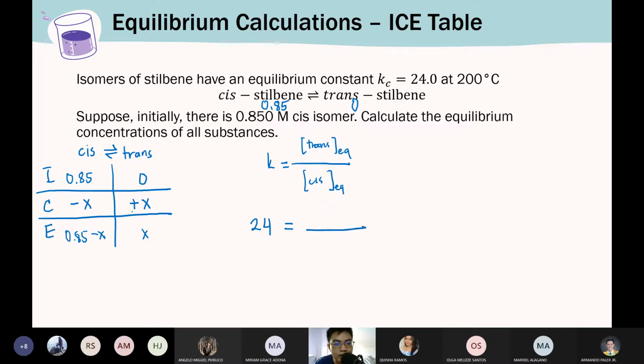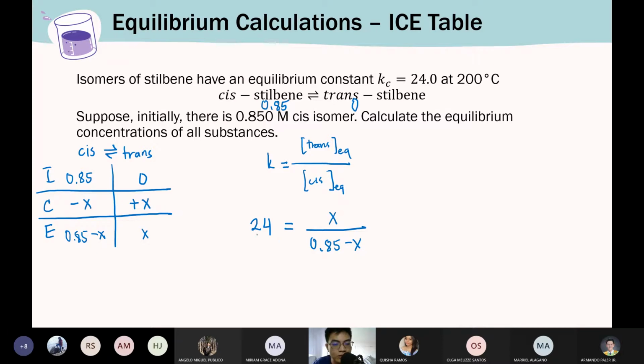What's the equilibrium concentration of trans? It is x. And what's the value of the cis? It's 0.85 minus x. So, can we solve for x? Yes. Here we do algebra. It is now time to solve for x, so let's do it.